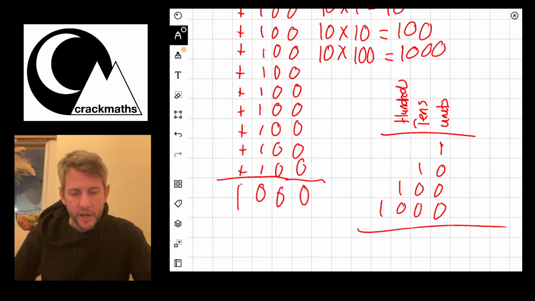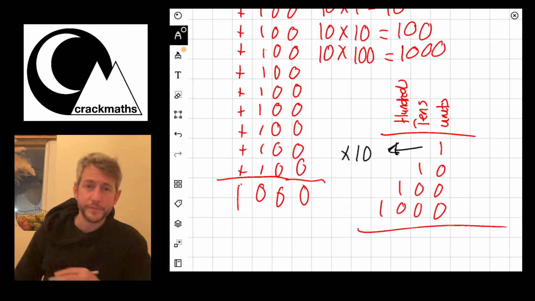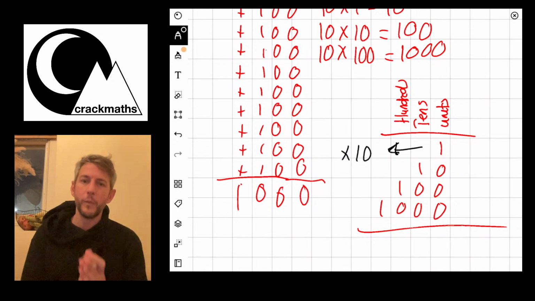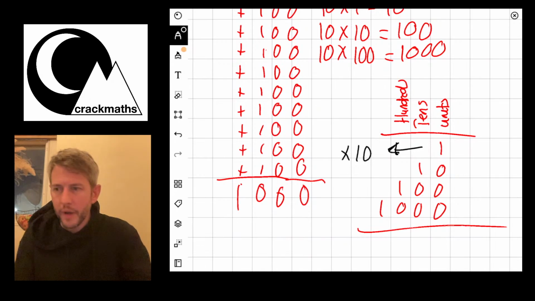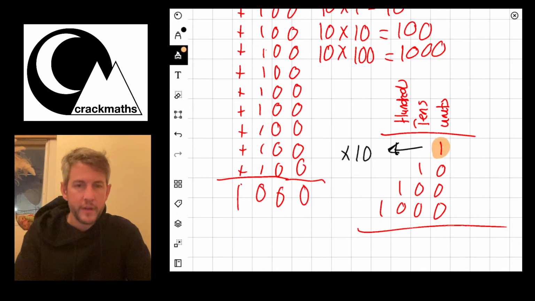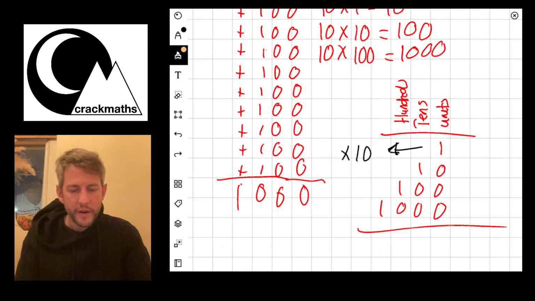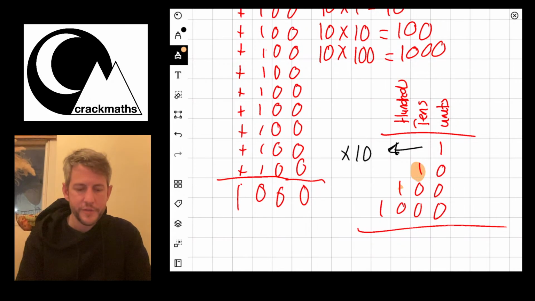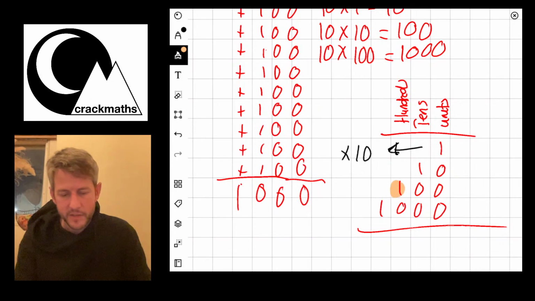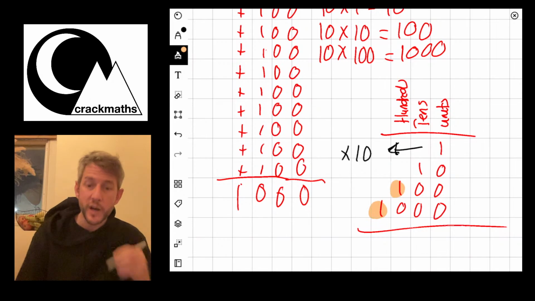And so remember, each time we times by 10, each time we're moving this way, for each column we move, that means that we've times by 10. Okay, so that's the main thing I want to let you know. When a number moves from this column to this column, we've times by 10.